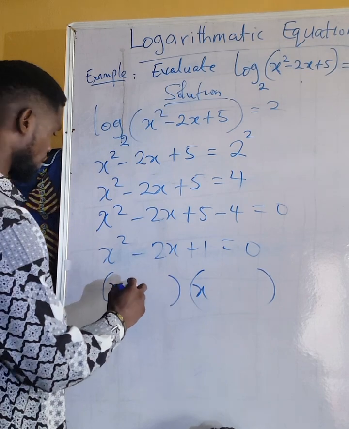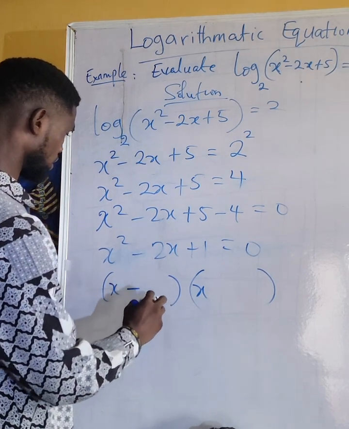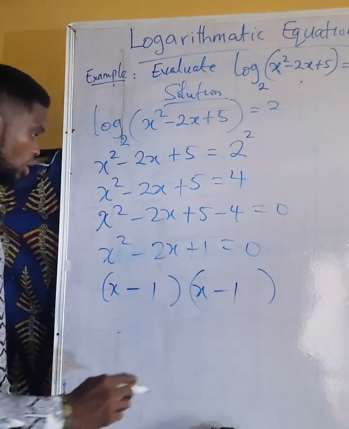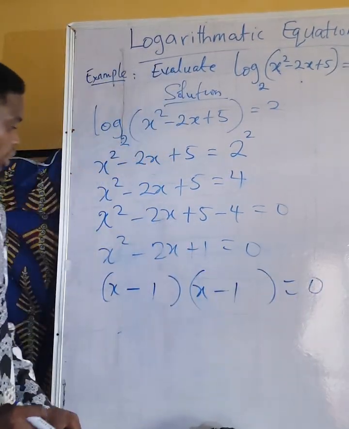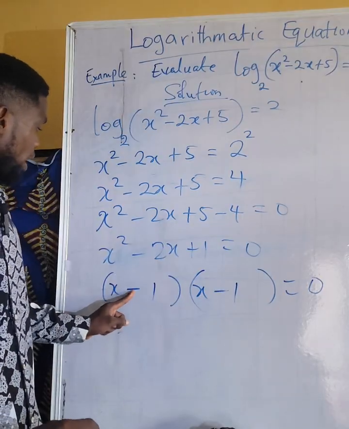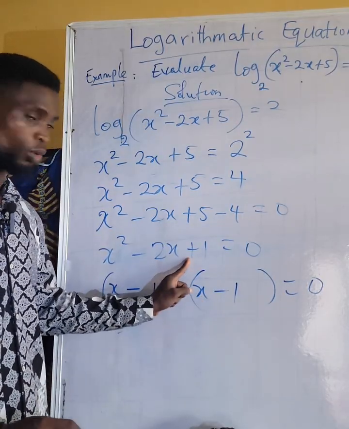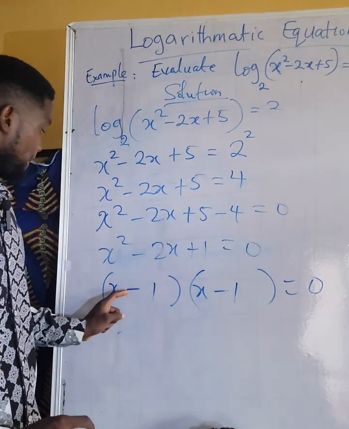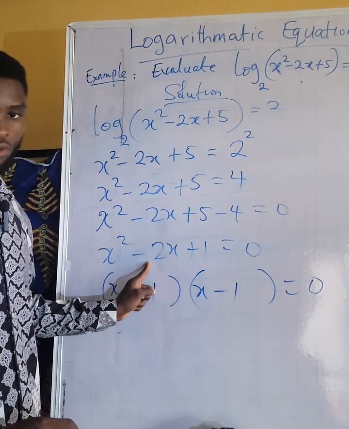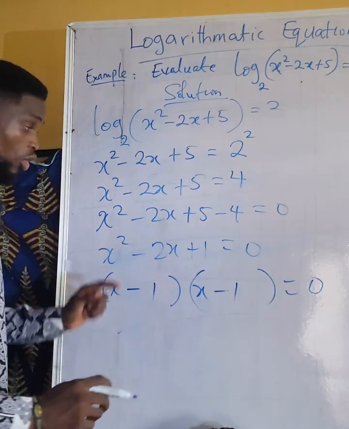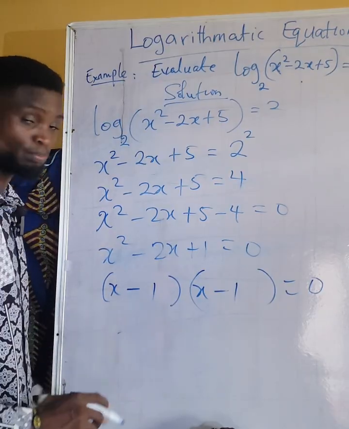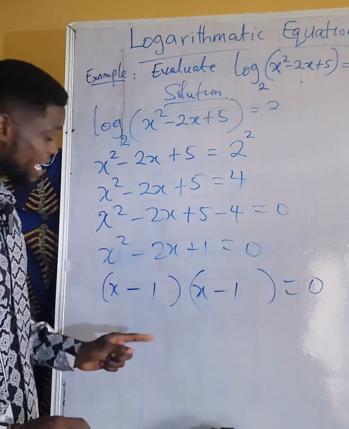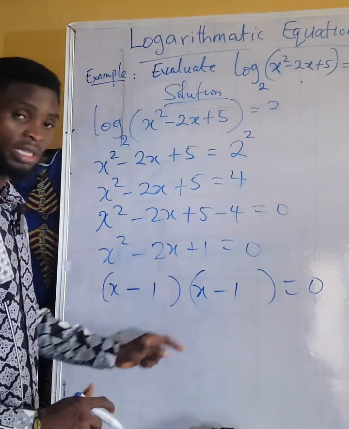So we have -1 here and -1 here, equals 0. Take note, minus times minus gives plus. 1 times 1 gives 1, and -1 minus 1 gives -2. According to the law, if a times b equals 0, then either a equals 0 or b equals 0.